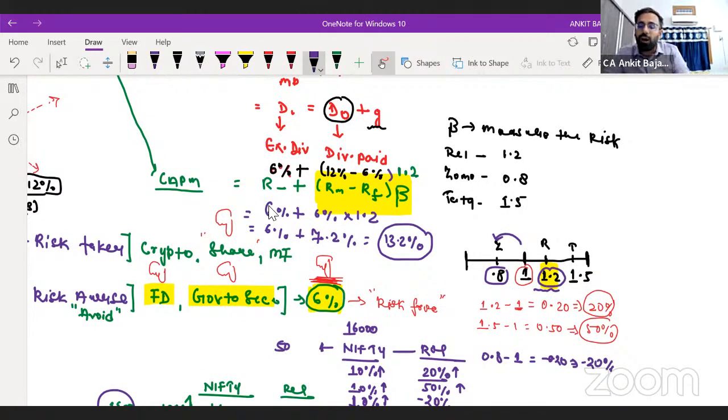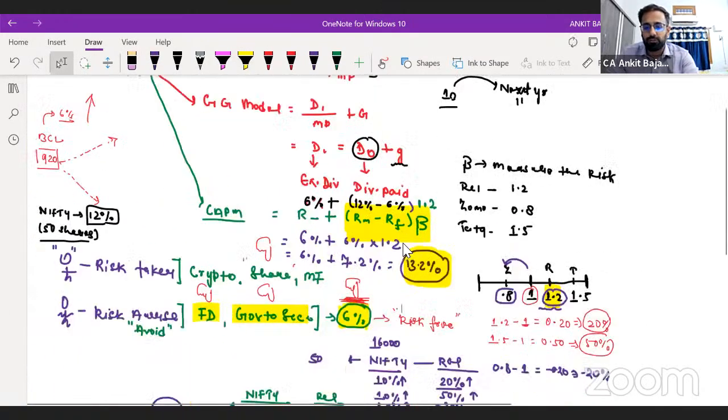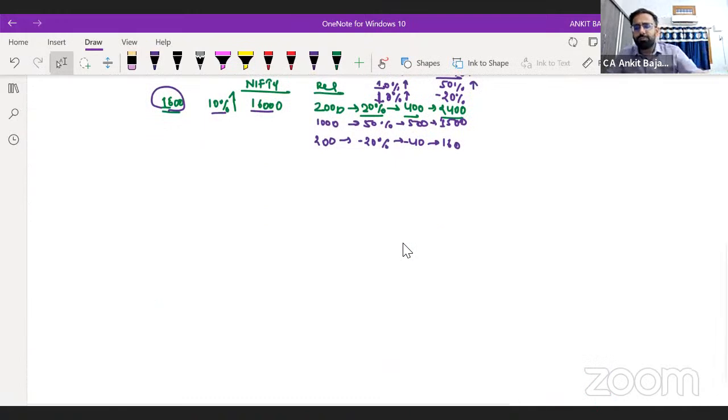So if you are raising money by issuing equity shares, equity shareholders will be expecting a return of 13.2%, right? You have to pay 13.2% return to the equity shareholder. This is the last and most important method to calculate cost of equity, right? So quickly, I will take a few more cases here for a better understanding.